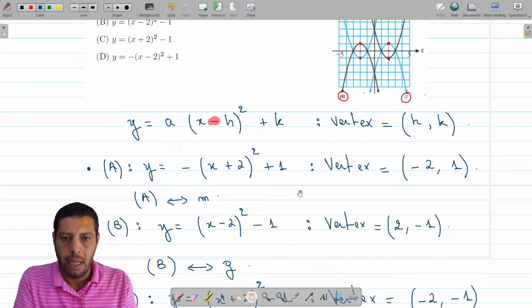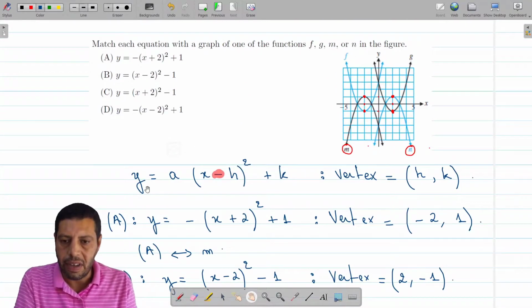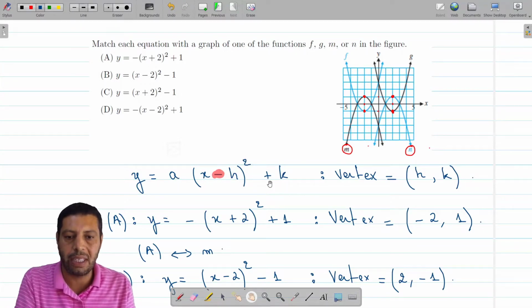So remember that the vertex form is not a times (x plus h) squared, but it's a times (x minus h) squared plus k. So if you have this form, you can identify the h and the k, and then put your vertex point.